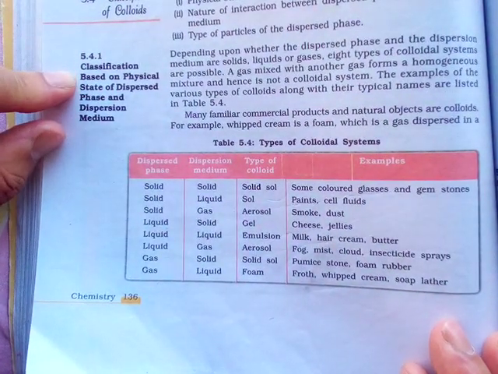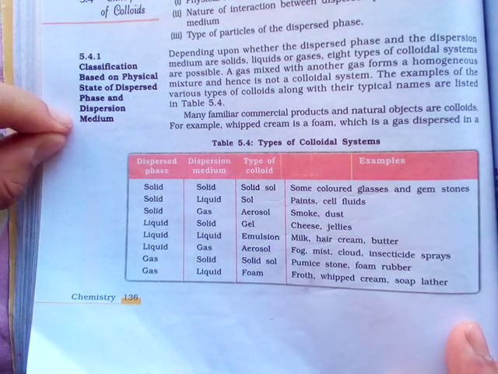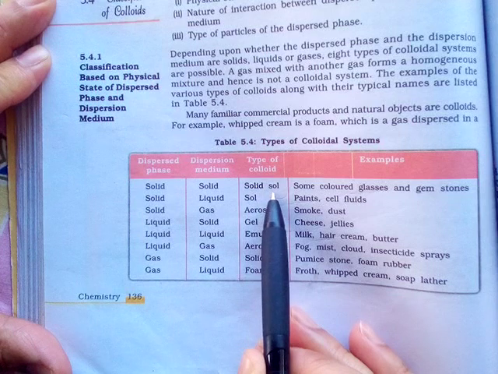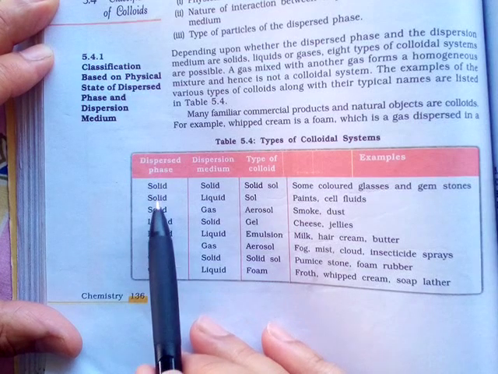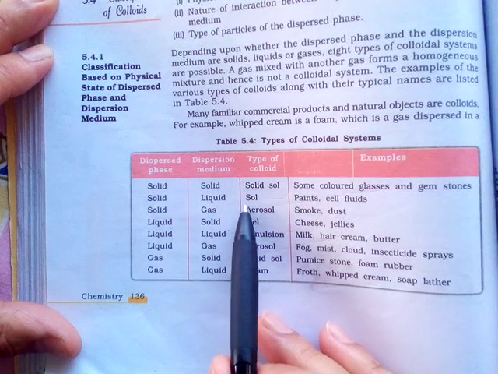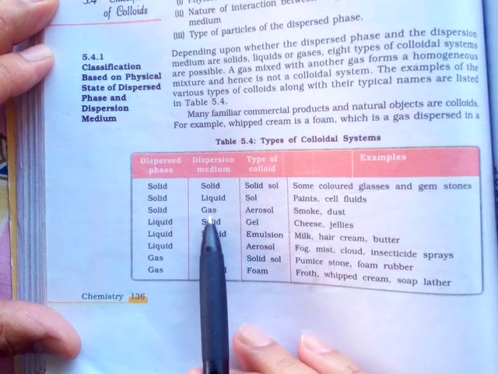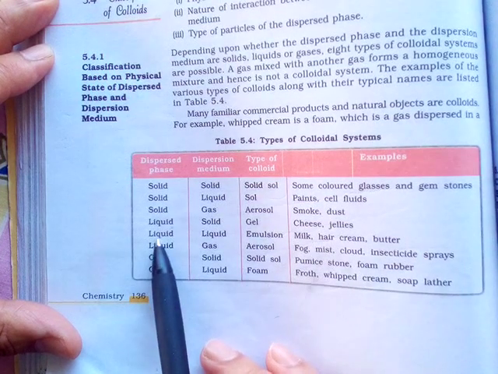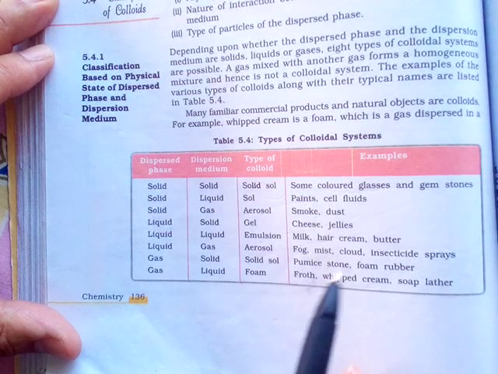Number one is based on the physical state of the dispersed phase and the dispersion medium. If both are solid, then we call it a solid sol, for example colored gemstones like ruby. If the dispersed phase is solid and the dispersion medium is liquid, it is called a sol, for example paints, cell fluids. Solid in a gas is an aerosol, like smoke, dust. Liquid in a solid is called a gel, like jelly. Liquid in a liquid is called an emulsion, which is milk. Liquid in a gas is called an aerosol, like fog, mist.